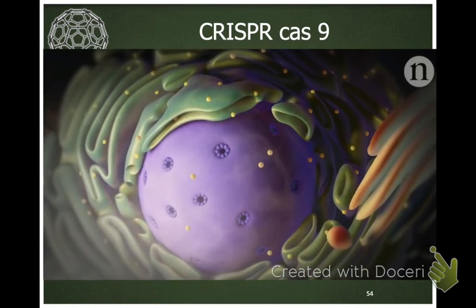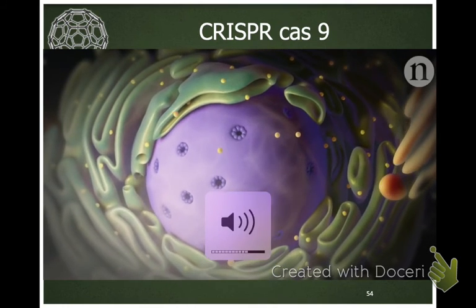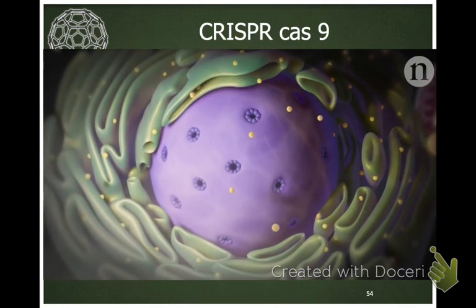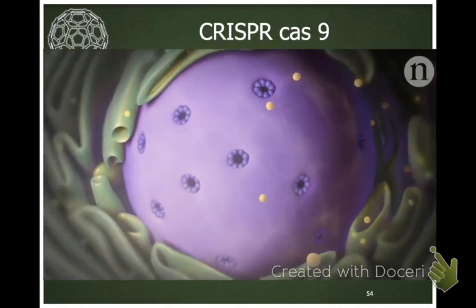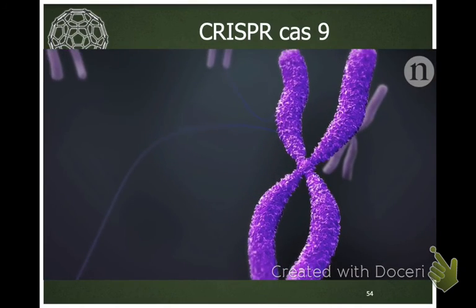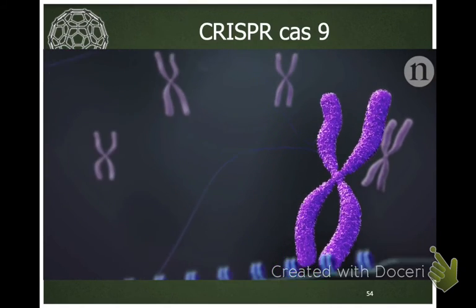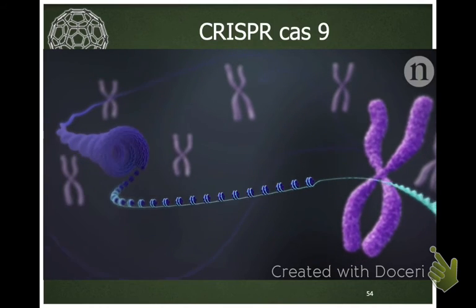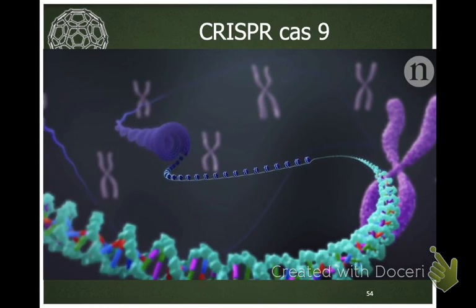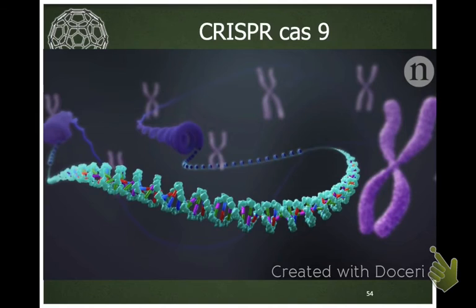The CRISPR-Cas9 system is a tool for cutting DNA at a specifically targeted location. The technique has already revolutionized gene editing, but scientists are always looking for new possibilities. So what else can CRISPR do?